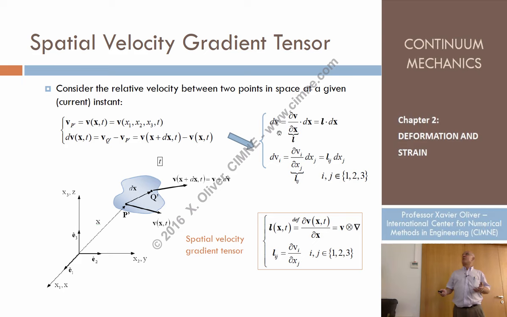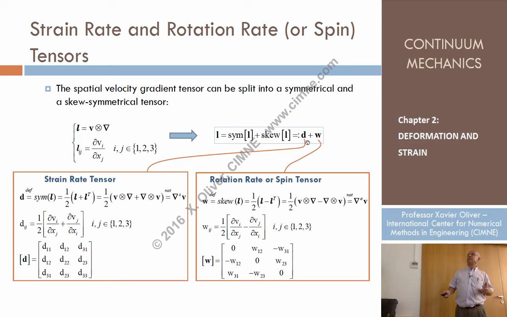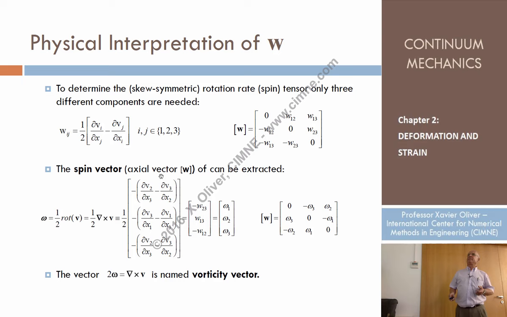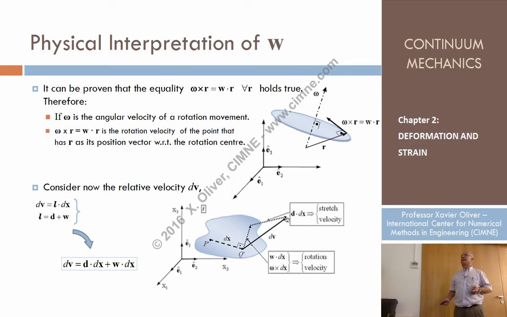Okay? So now, then we have decomposed L into D, the rate of strain tensor, and W, which is the spin tensor. And now let's go back to that decomposition and consider the relative velocity of particle Q with respect to particle P as L differential of x, so since L is D plus W, D differential of x plus omega differential of x. Let's interpret this.